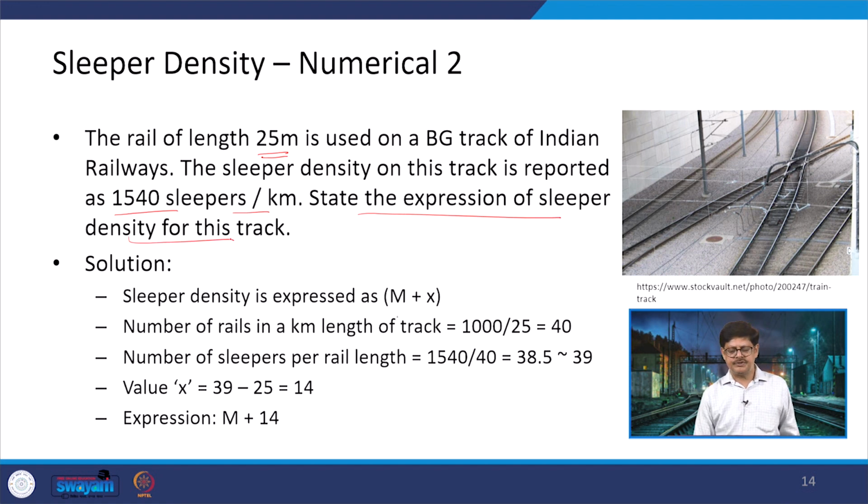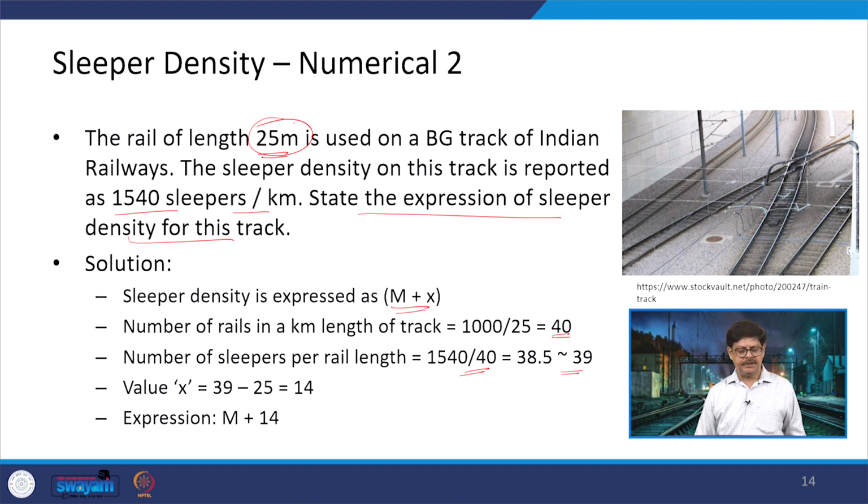Now, the sleeper density expression is M plus x, and the number of rails in a kilometer length will be how much? It is a 25-meter long rail. So, 1 kilometer means there are going to be 40 such rails. So, for the number of sleepers per rail length, we have been given the value as 1540 sleepers in 1 kilometer. So, for one particular rail, it comes out to be roughly around 39. So, 1540 divided by 40.